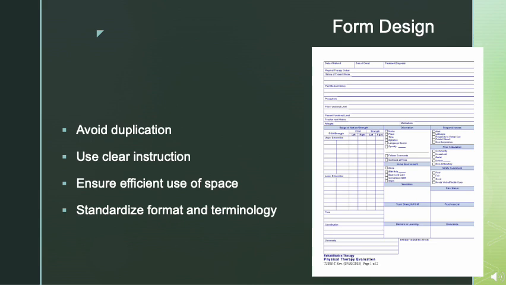Third, ensure efficient use of space. Forms should be organized in a way that allows quick and accurate documentation. There should be enough space for writing, but not so much that the form becomes cluttered. Sections should be arranged logically. For example, patient information at the top, evaluation findings, then the treatment plan afterward. This logical flow helps therapists document quickly, especially in busy clinical settings.